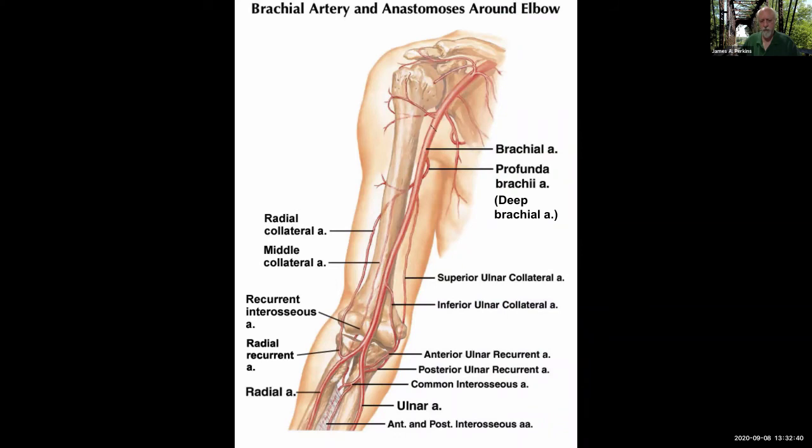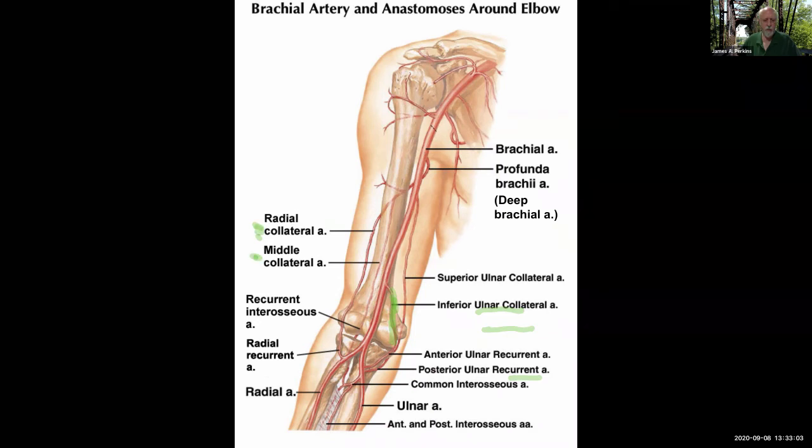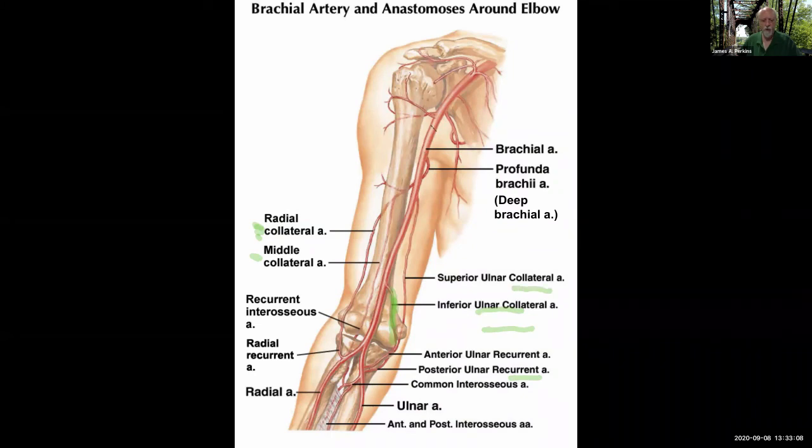There's also an inferior ulnar collateral artery, way down here, which branches off just above the elbow joint, and it's going to remain anterior to the medial epicondyle of the humerus. So notice that we have two collateral arteries that are derived from the profunda brachii, radial collateral and middle collateral. And then we have two collaterals that are derived directly from the brachial artery, the superior ulnar collateral here and the inferior ulnar collateral down here.